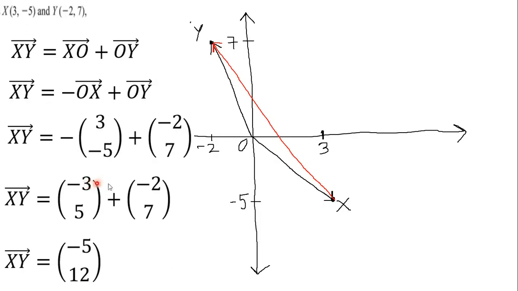So what is negative 3 plus negative 2? Now, negative 3 plus negative 2 is indeed negative 5, because you can look at it as saying you owe someone $3 and you owe another person $2. How much do you owe in total? Well, you owe in total $5. And so that's negative 5. And we're considering 5 plus 7. And what is 5 plus 7? 5 plus 7 is indeed 12. 7, 8, 9, 10, 11, 12. Okay, so that means that the vector xy written as a column vector is negative 5 and 12.